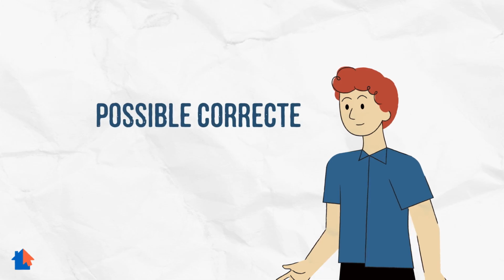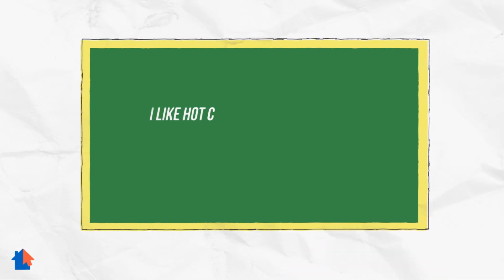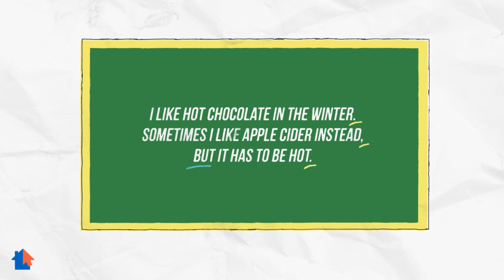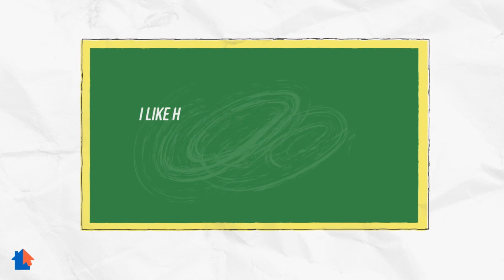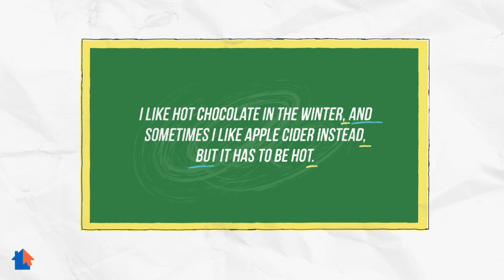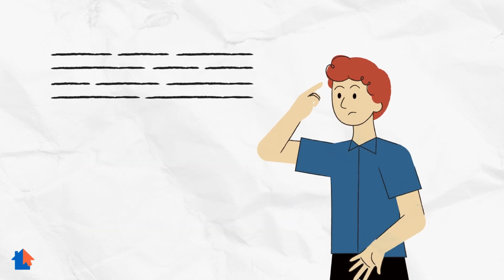The corrected version. I like hot chocolate in the winter, period. Sometimes I like apple cider instead, comma, but it has to be hot. Or: I like hot chocolate in the winter, comma, and sometimes I like apple cider instead, comma, but it has to be hot. Run-on sentences are easy to miss.